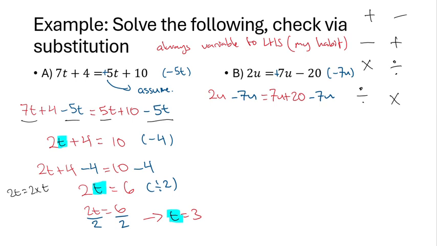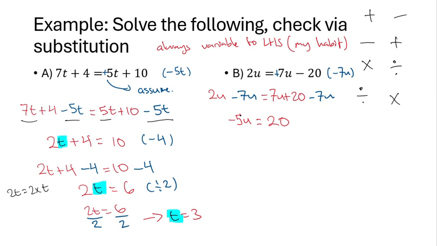What happens here is you collect the like terms of 2u minus 7u. So you just go 2 minus 7, which is just negative 5. And then the 7u on the right hand side disappears completely. And then on the right hand side, you just end up with the number 20.